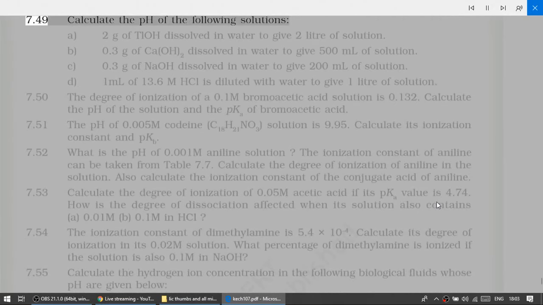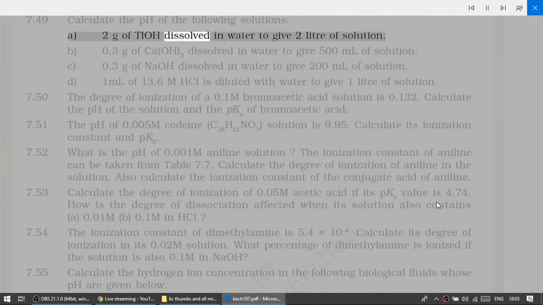237 Equilibrium. 7.48 Assuming complete dissociation, calculate the pH of the following solutions: A. 0.003 M HCl, B. 0.005 M NaOH, C. 0.002 M HBr, D. 0.002 M KOH.